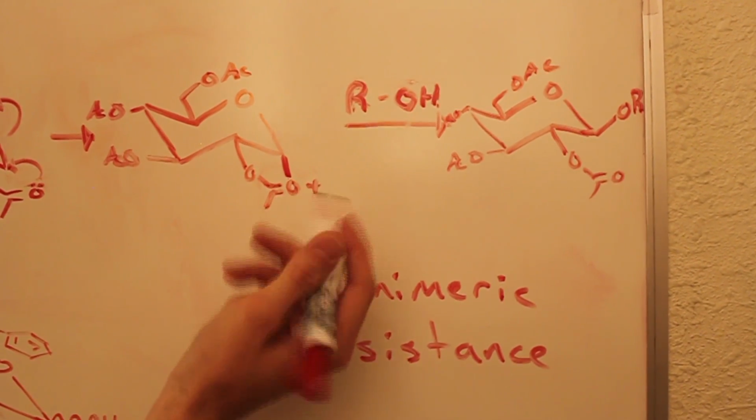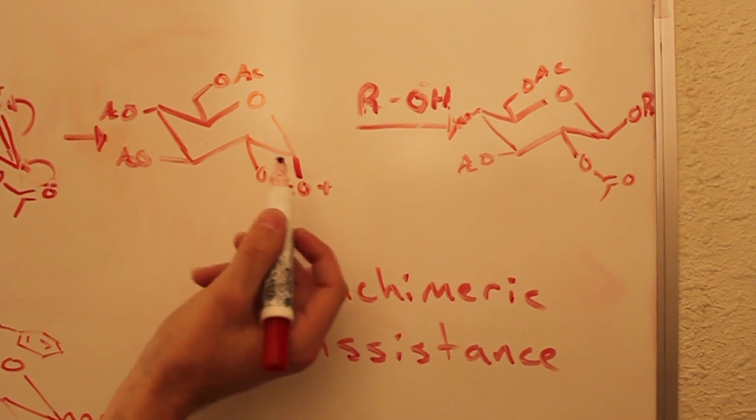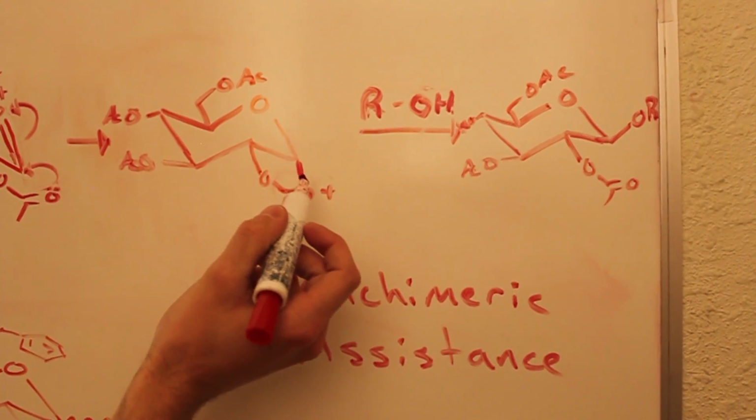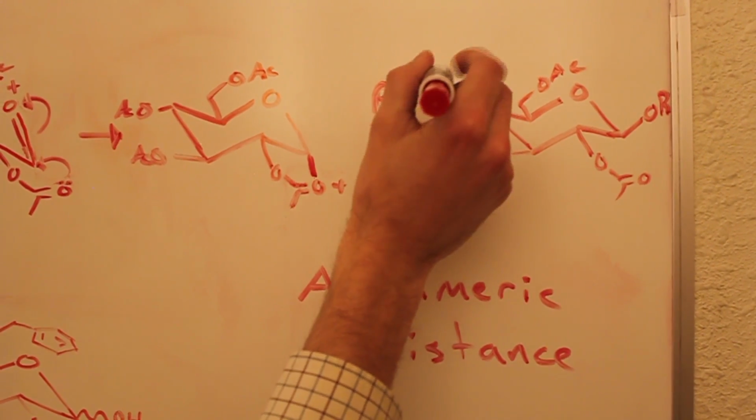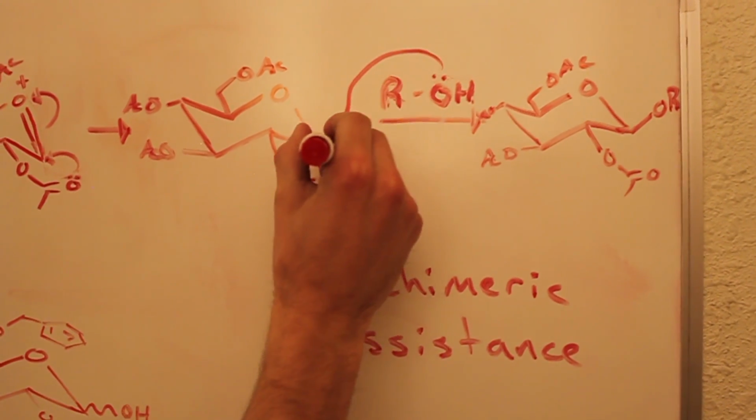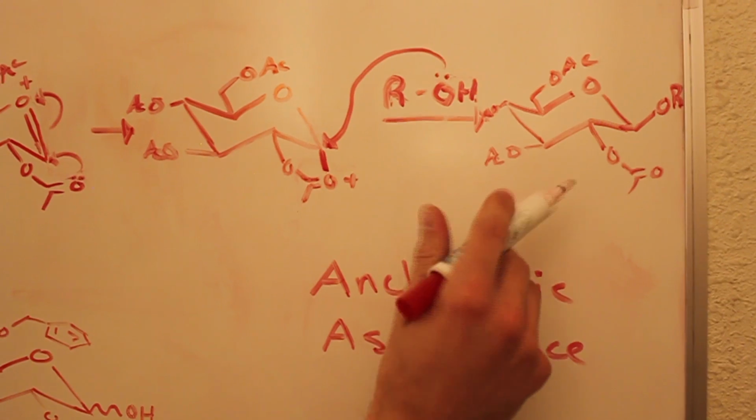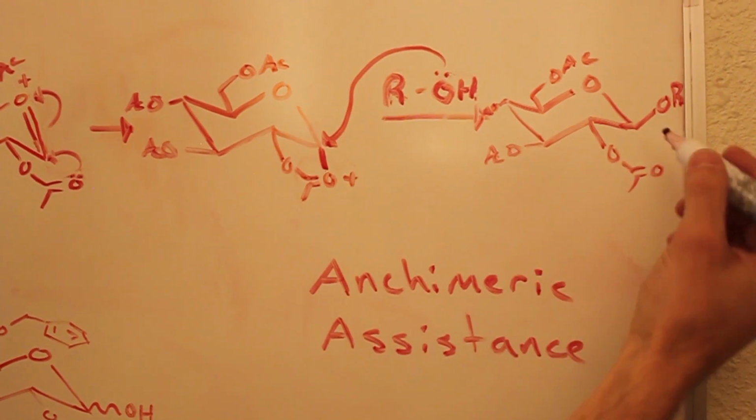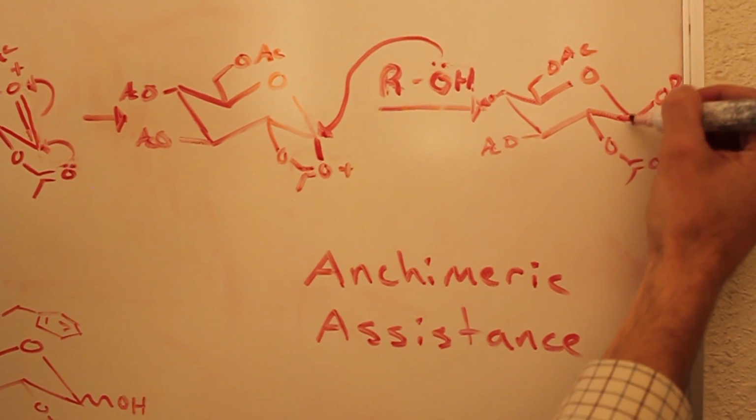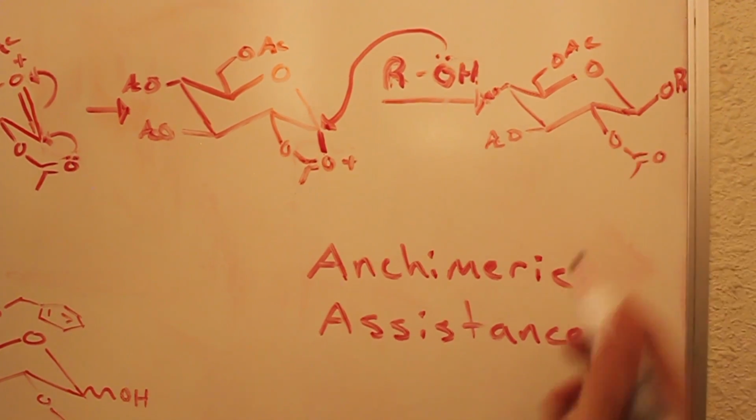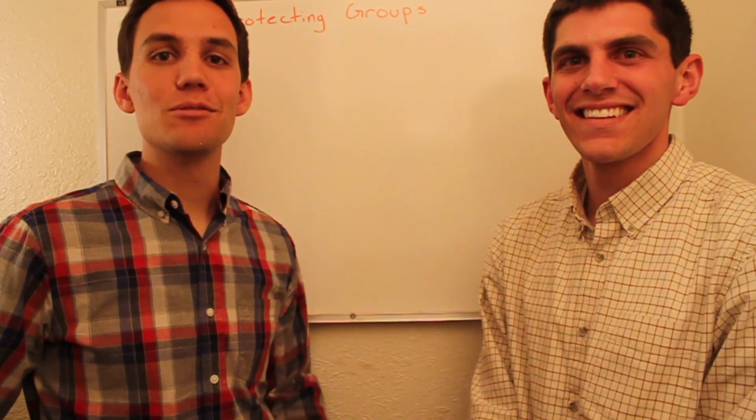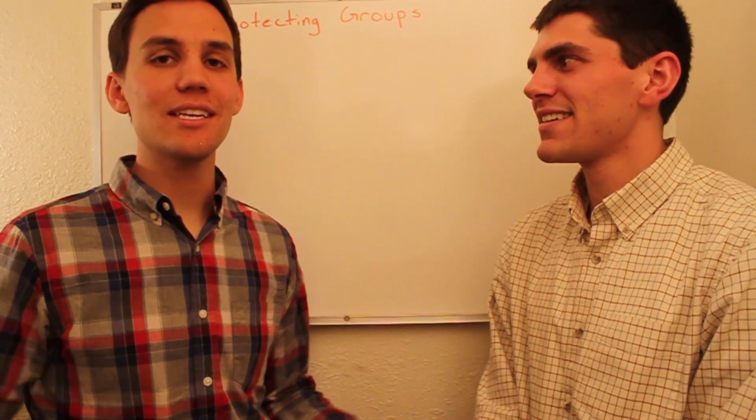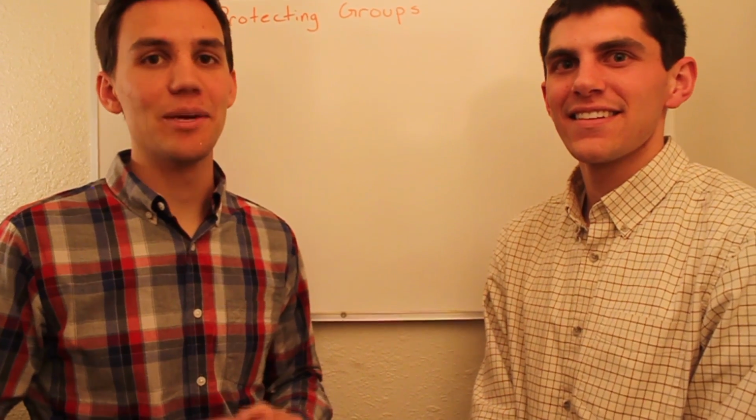We can see that this alcohol here is bonded beneath this carbon, blocking the alpha configuration. Therefore, when this alcohol attacks, it can only attack at the beta configuration, giving us this product here with the sugar at the beta configuration. This is called anchimeric assistance. So due to this anchimeric assistance, we see that the acetate ester causes the beta configuration at the anomeric center.